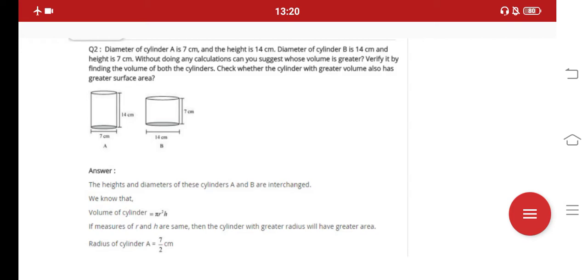Without doing any calculations, can you suggest whose volume is greater? Verify it by finding the volume of both the cylinders. Check whether the cylinder with greater volume also has greater surface area. So first we need to take out volumes, and if the volume is greater for any cylindrical tank, we need to find out whether that particular cylindrical tank's area is also greater or not.